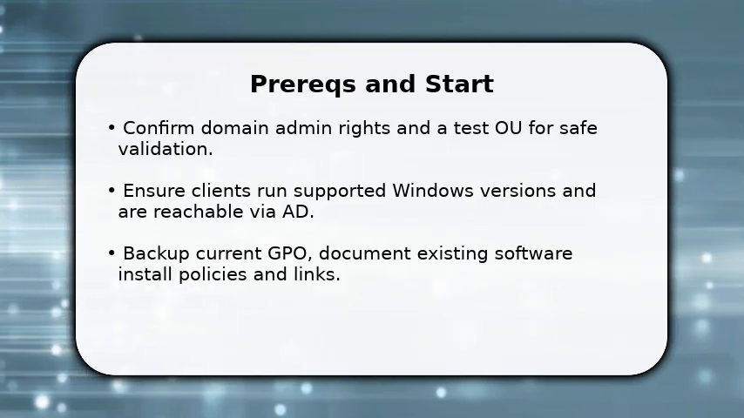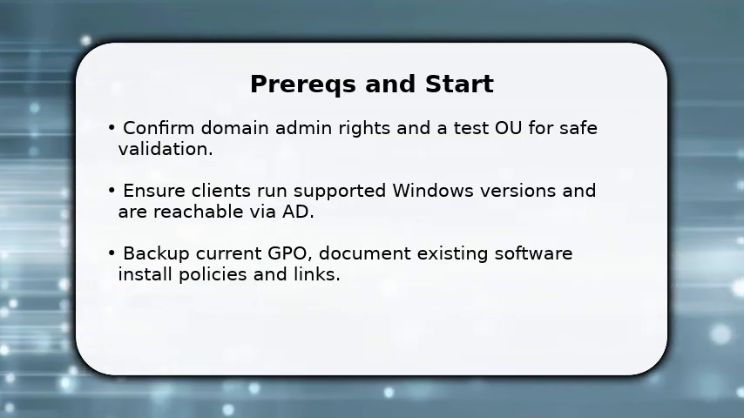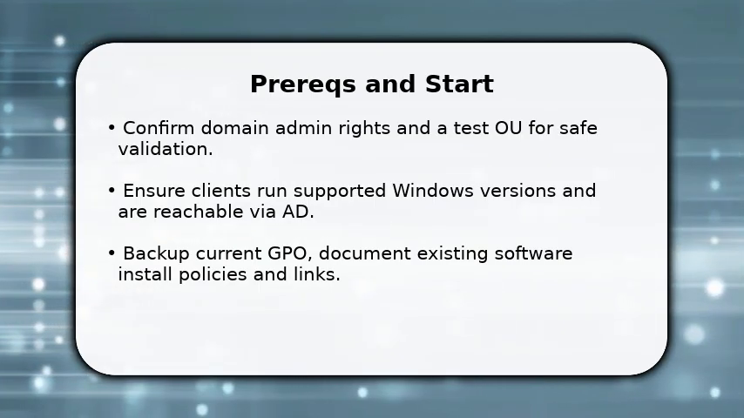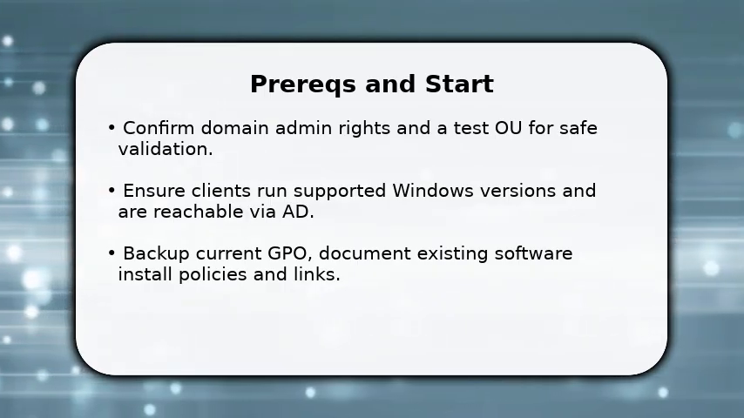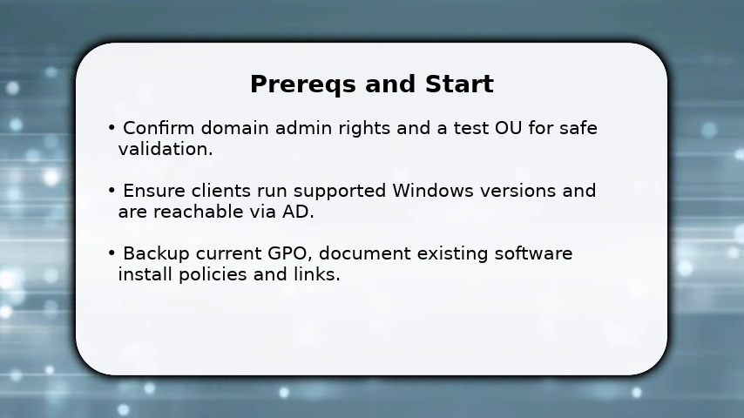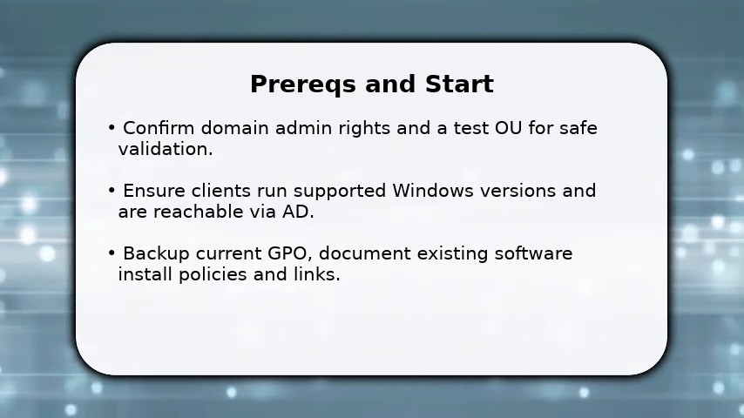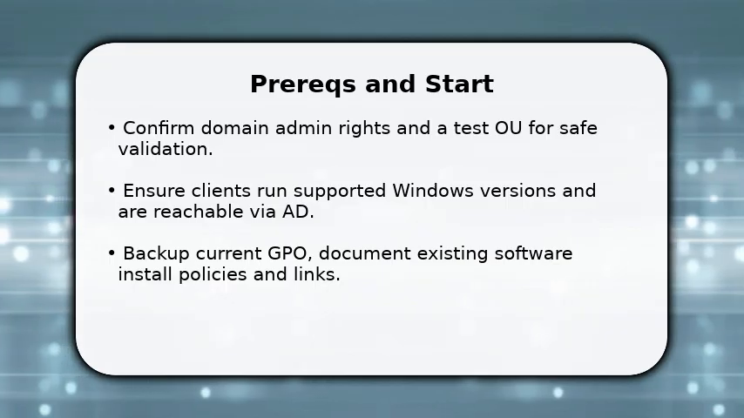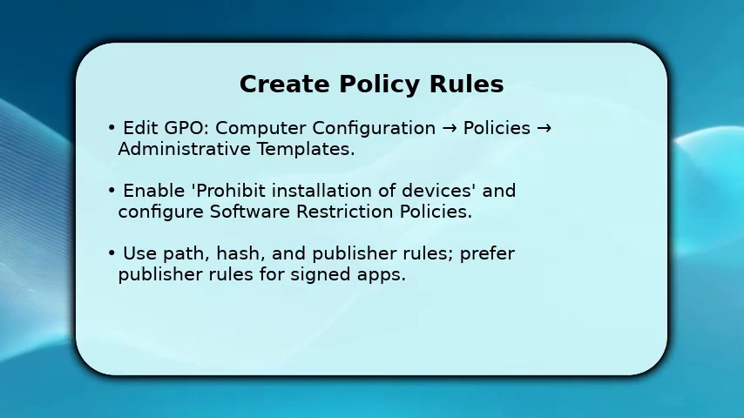Next, back up the existing group policy objects and document current software-related policies and links so you can revert if needed. Now create a new GPO in the Group Policy Management console and scope it immediately to your test OU to start restricting installations.